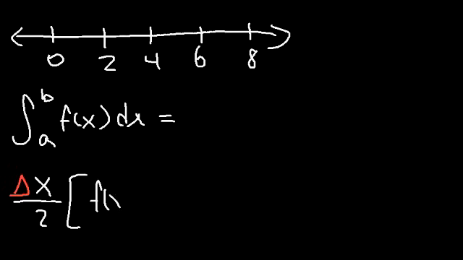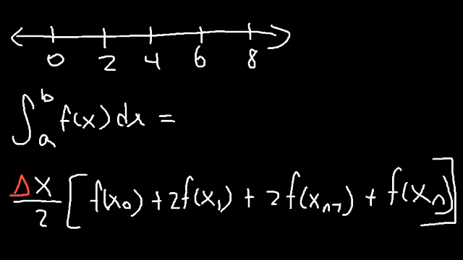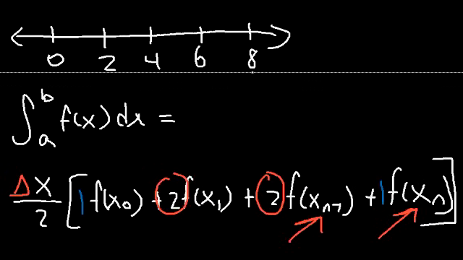Times f of x 0 plus 2 f of x 1 plus 2 times f of x n minus 1 plus f of x n. So what does that mean? For the y values, the first and the last one, multiply it by 1. Everything else in the middle, multiply it by 2. X to the n is the last one. X to the n minus 1 is the second to last one. So let me show you how to use it.